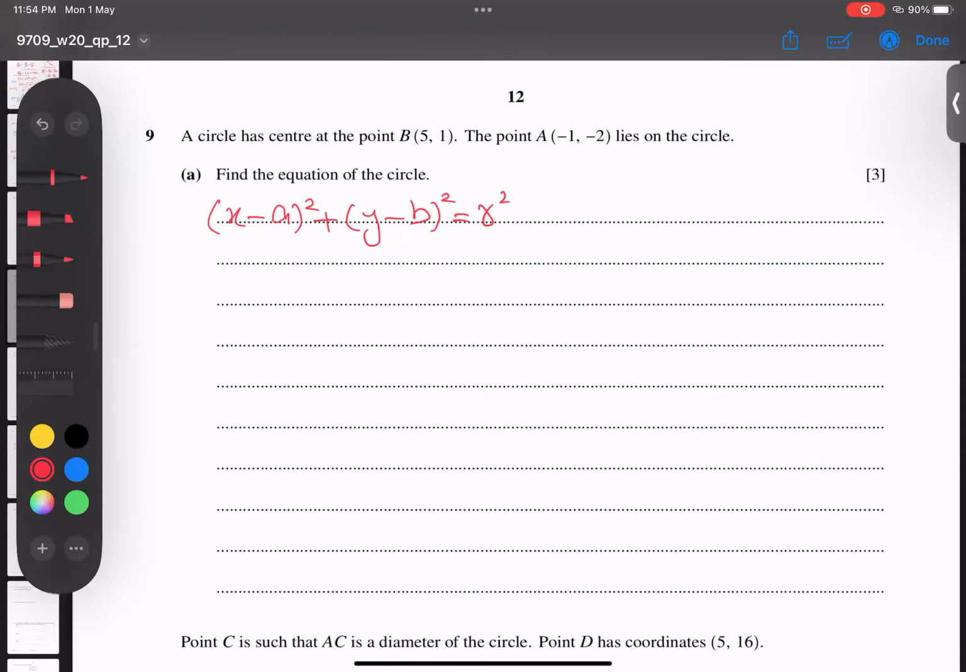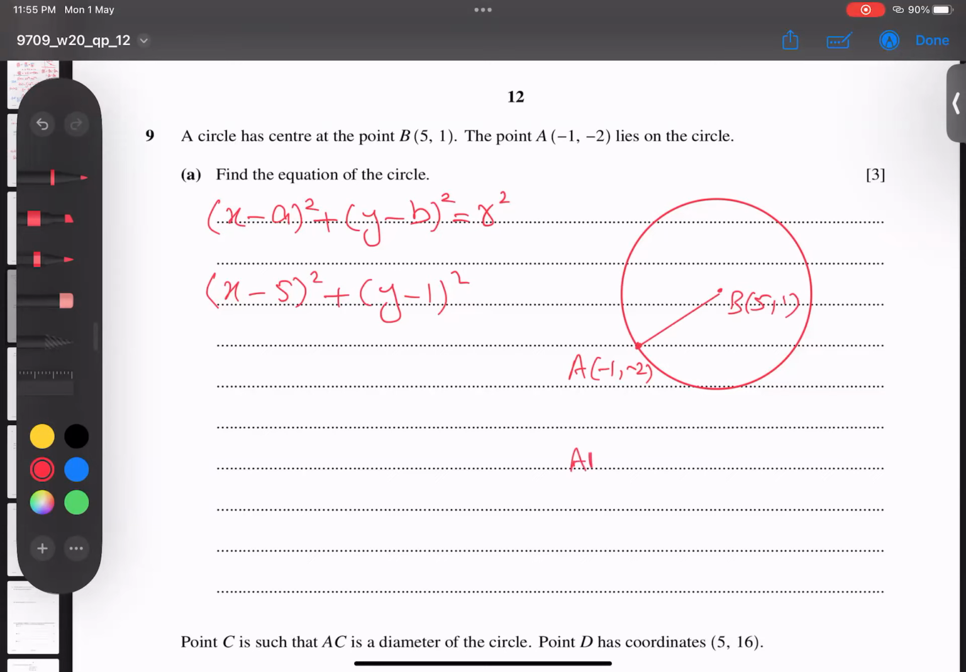So the center is given, very clear. This is a and this is b, so this is not a tough task. What is the important thing left? Only the radius. All of you know that whenever we have a circle, its center is given, and for example A lies here. A is -1 and -2, and the center B is 5, 1. So how to get this radius? Not a hard job.